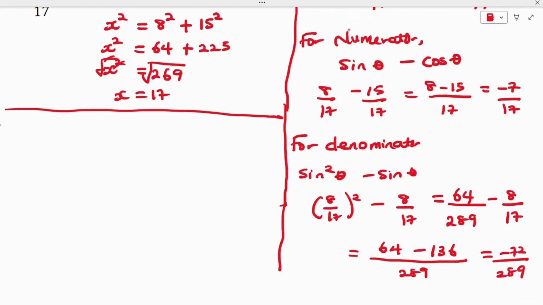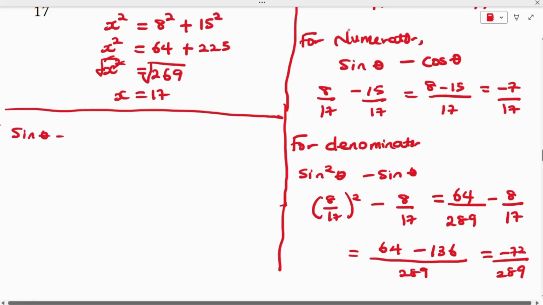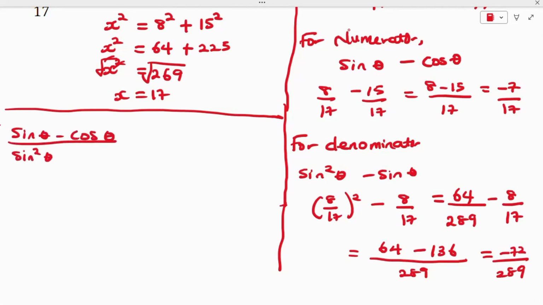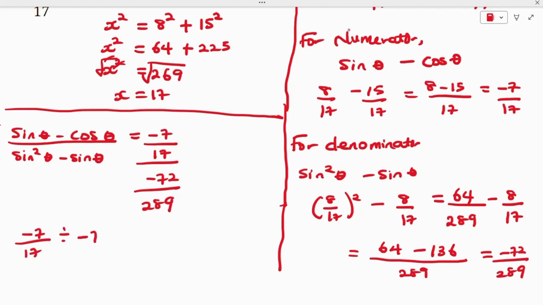So from here, sin theta minus cos theta divided by sin squared theta minus sin theta, which is the question, is equal to the numerator, minus 7 over 17, divided by sin squared theta minus sin theta, which is minus 72 over 289. So we have minus 7 over 17 divided by minus 72 over 289.